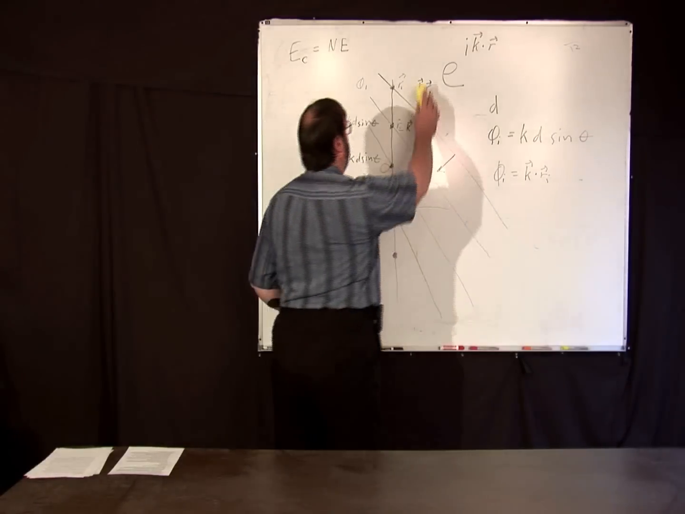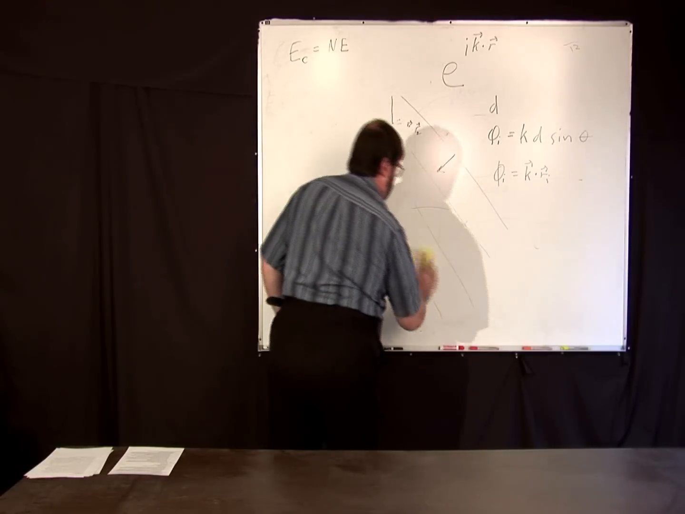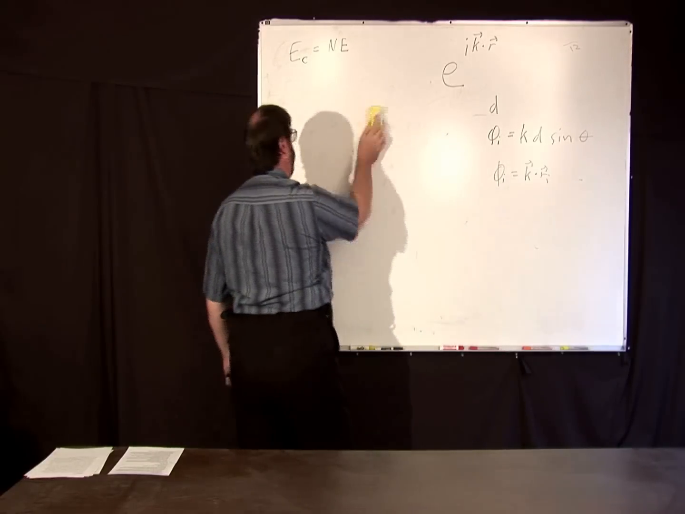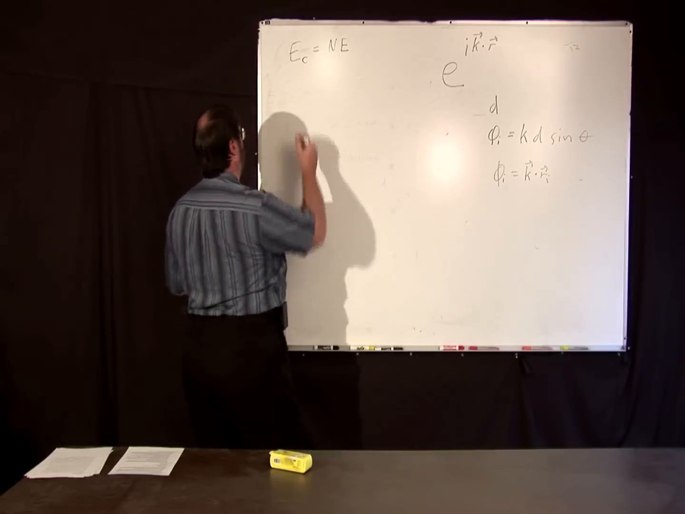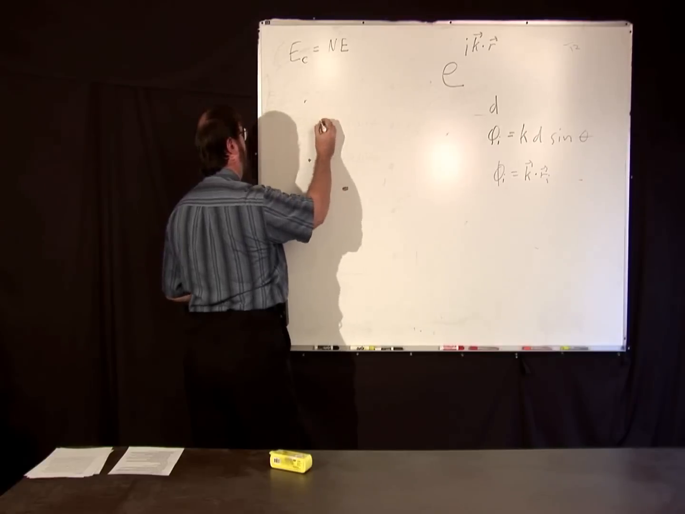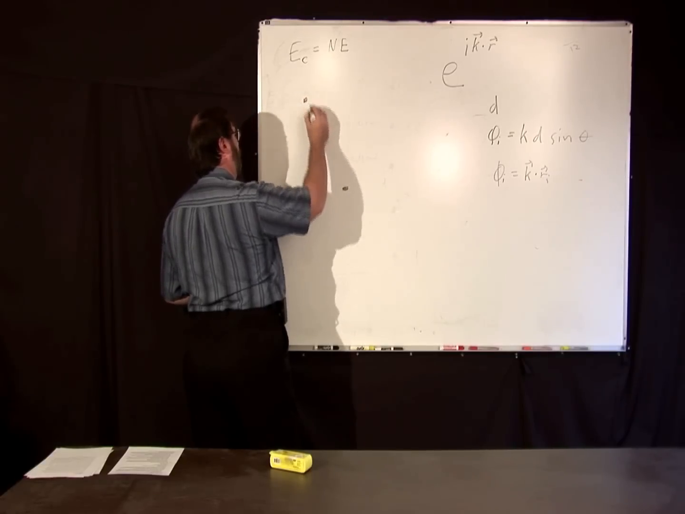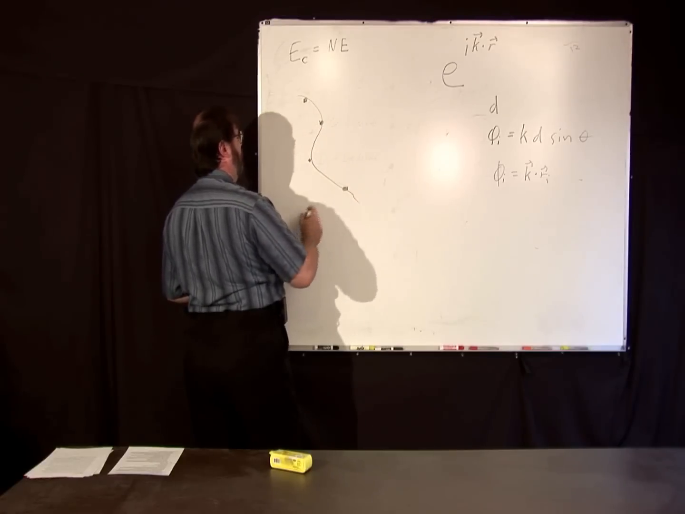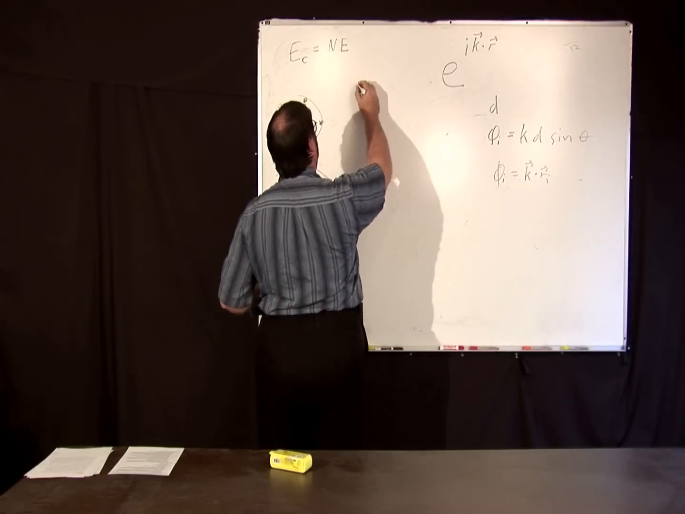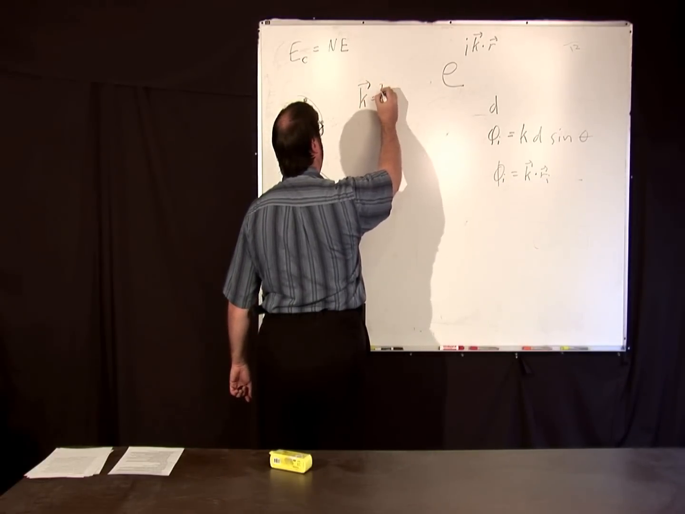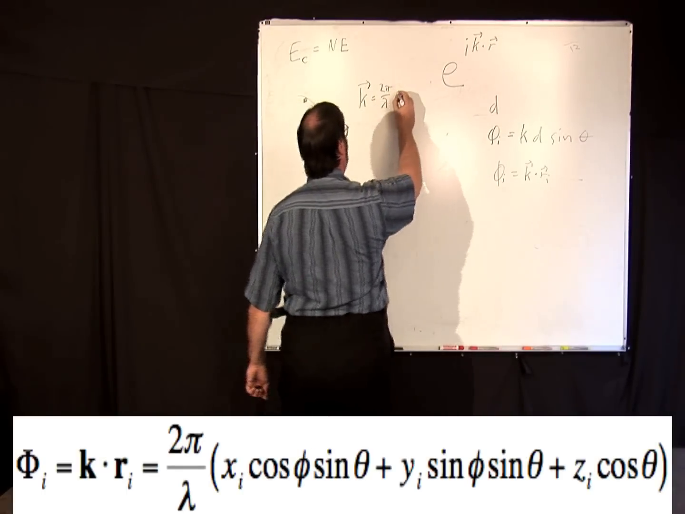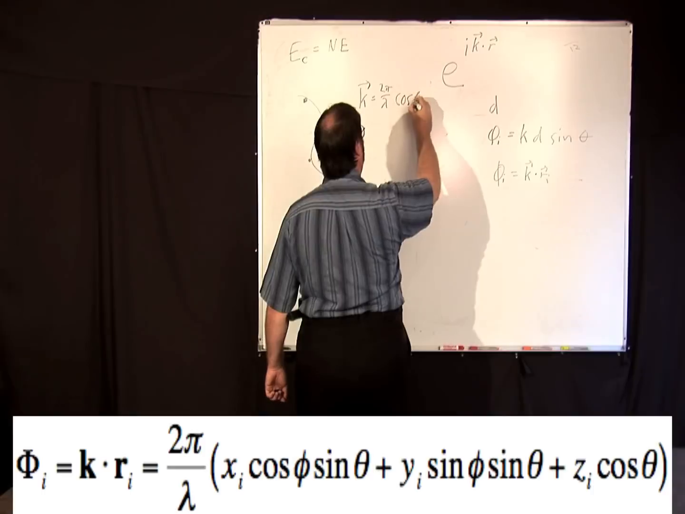Now, what is this k for steering? This k dot ri, for more arbitrary cases, let's say you have a bunch of radiators like this, just all over the place, maybe on some weird surface, and you want to create a beam. Well, k is going to be 2 pi over lambda times, these are all polar coordinates.